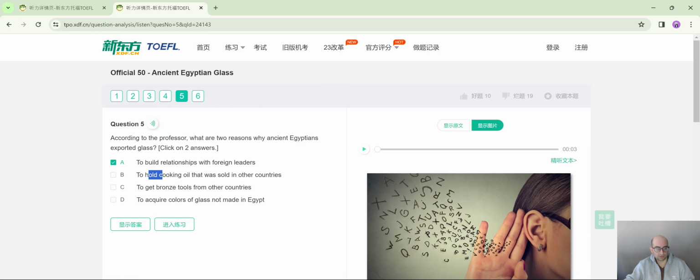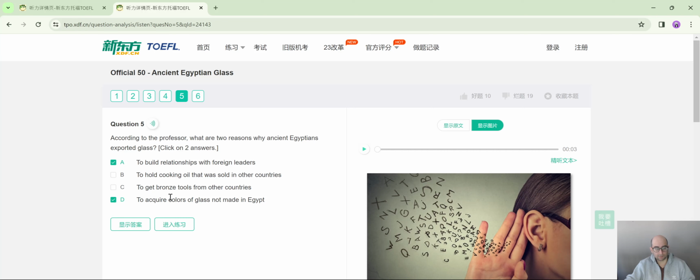To hold cooking oil that was sold in other countries? What? No, that doesn't make any sense. I didn't read anything about that. To get bronze tools from other countries? That doesn't make sense either. I saw nothing about bronze. And so it has to be choice D, but let's understand why.